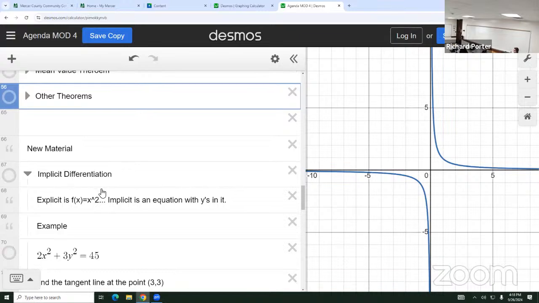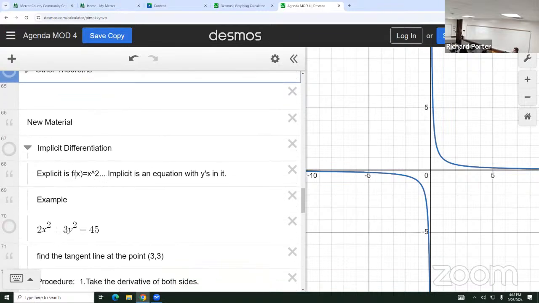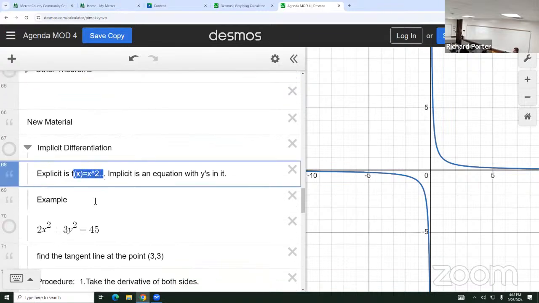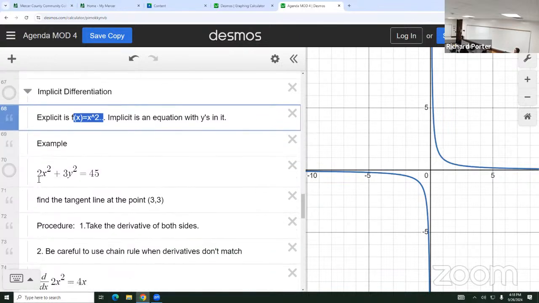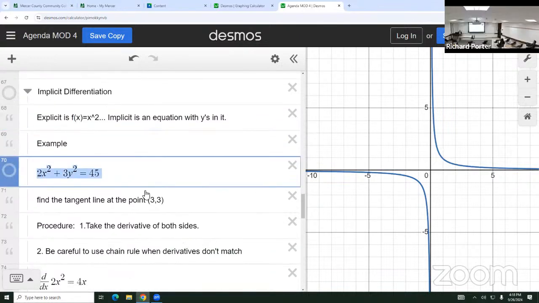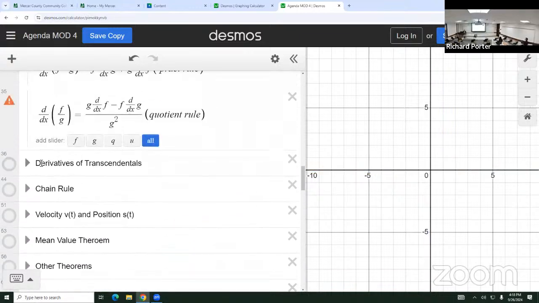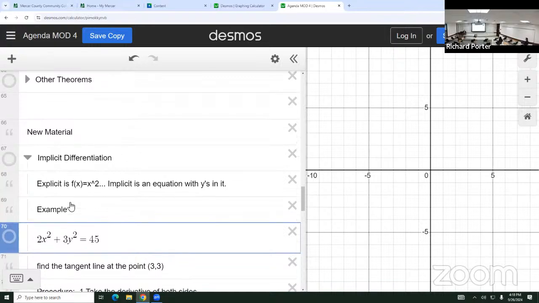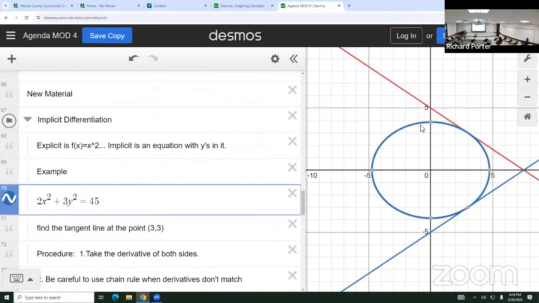Implicit differentiation: explicit is when you have something like f of x equals. Implicit is when you have an equation with a y in it. Okay, hold on. Let me get rid of these here. Remember, this was an ellipse, and those are tangent lines. The red one is the tangent line, and the other is the blue.